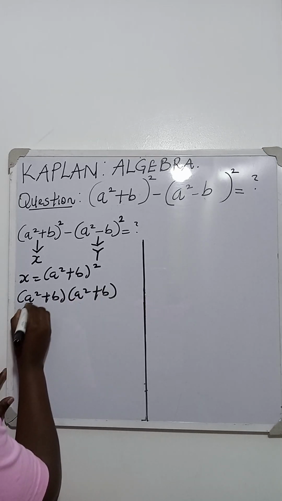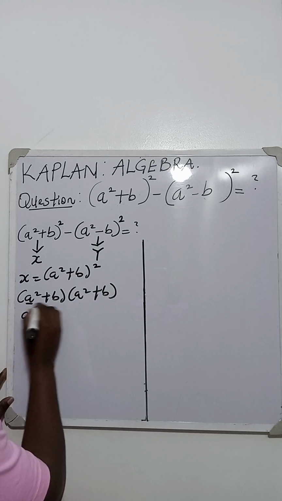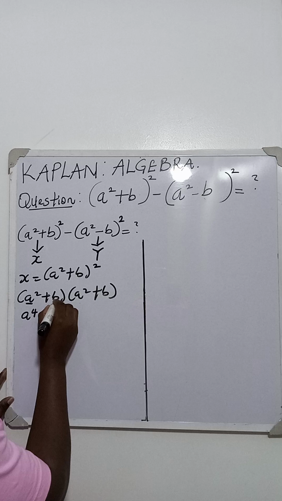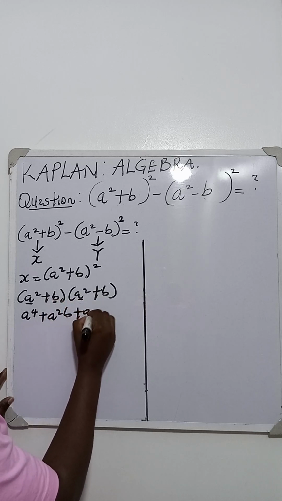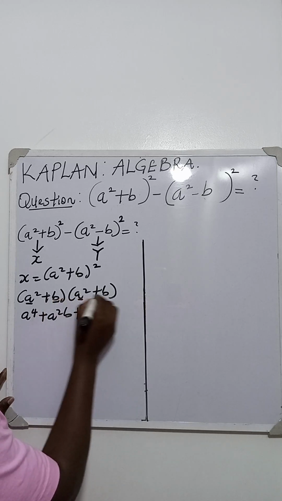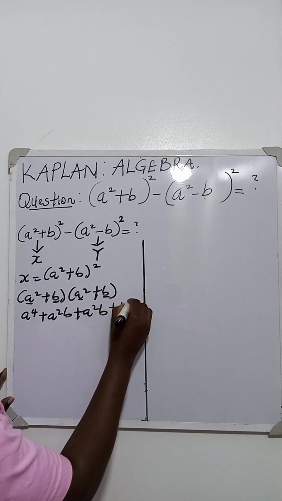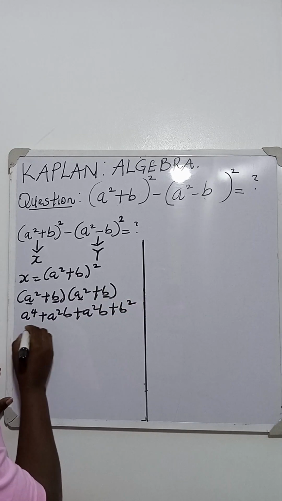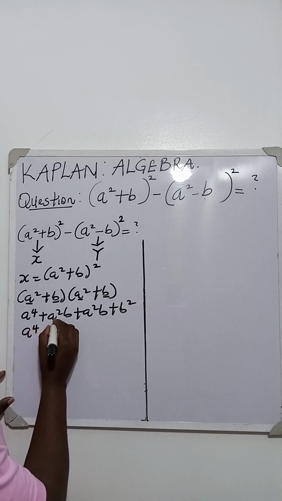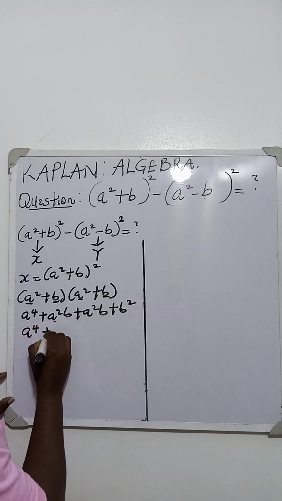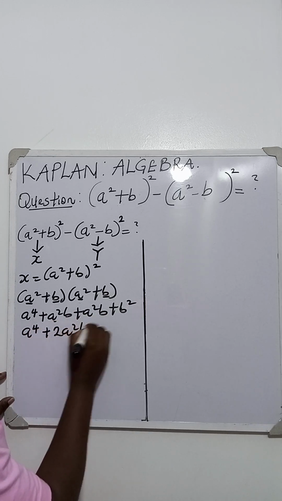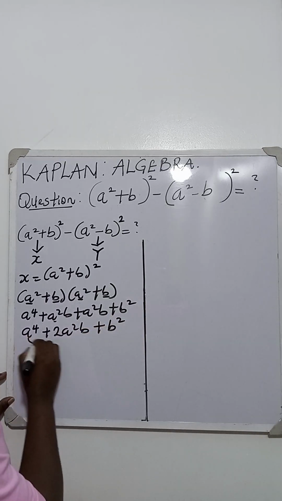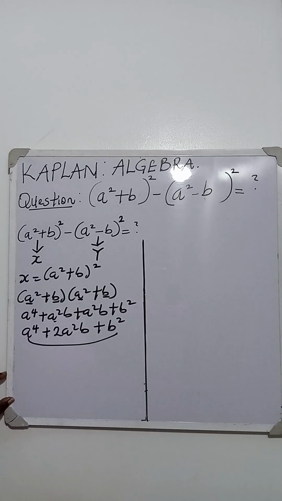Using that, we have a raised to the power 4 plus a squared b. This multiplied by this gives plus a squared b. This multiplied by this gives plus b squared. Good. So we have a raised to the power 4. We add this up. We have plus 2a squared b plus b squared. So here is the first half of the expression.